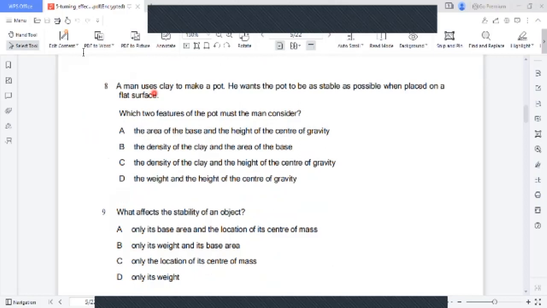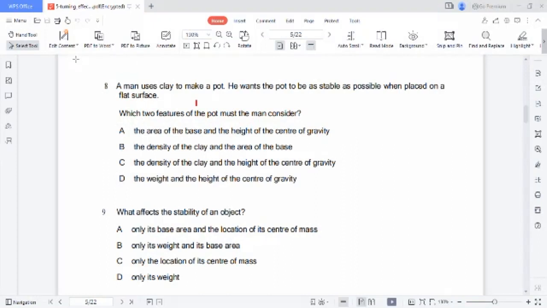Next, number 8. A man uses clay to make a pot. He wants the pot to be as stable as possible when placed on a flat surface. So for stability, again we need two things: a large base area and a lower center of mass. Which two features of the pot must the man consider? These two features are well understood. The first is a larger base area. The second is a lower center of mass.